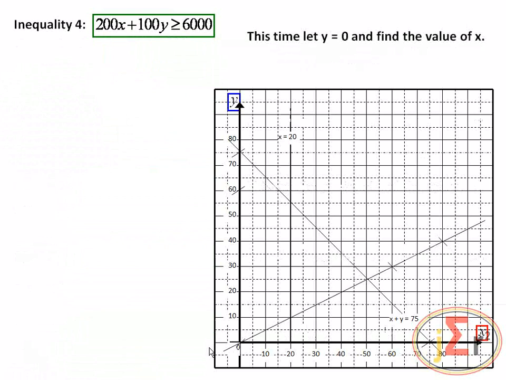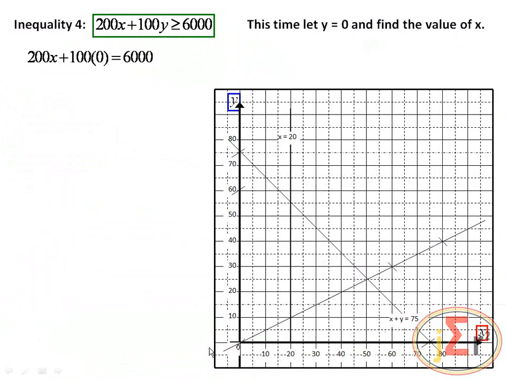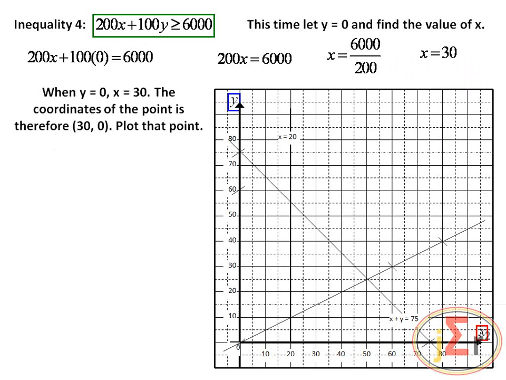And of course, the same inequality, and this time we are going to equate y to 0. Y is equal to 0. What happens? This part is gone. 200x is equal to 6,000. And when we divide that, we get x is equal to 30. So that point is going to be 30, 0. We're going to plot that point, by the way. 30 for the x, no movement for the y. The point is right there. Draw the line joining 0, 60 to 30, 0. And that is your line.